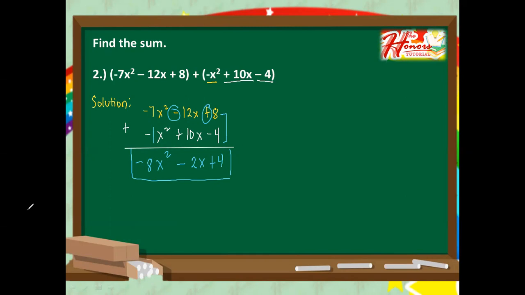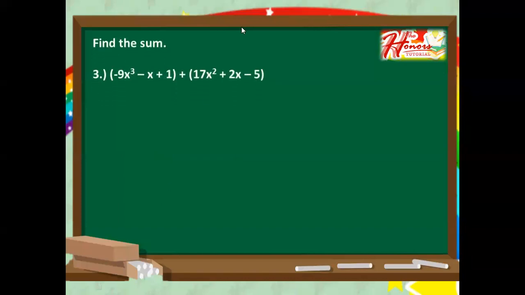Let's have number 3 now. We have here negative 9x cubed minus x plus 1 plus 17x squared plus 2x minus 5. Same process. Write the given vertically. So we have here negative 9x cubed minus x plus 1. And then please write the numbers below.